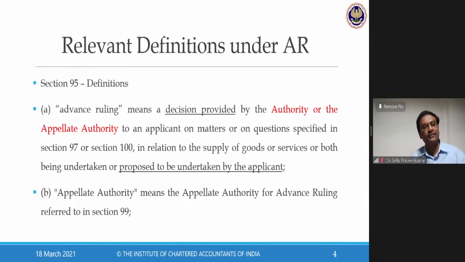To start with, the first definition is advance ruling, 95(a). This particular term says advance ruling means a decision provided by the authority or appellate authority. There are two authorities here for us to make a note.